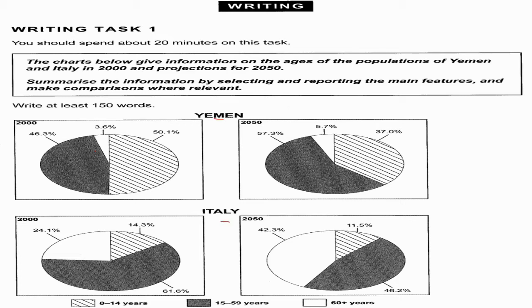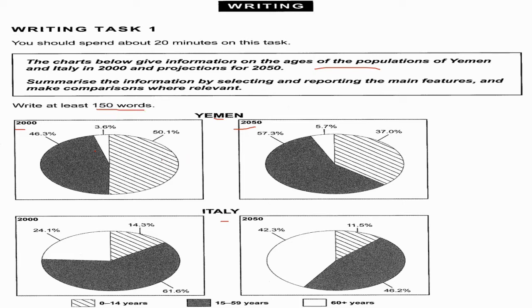In 2000 and projections for 2050, right? This is 2000, this is 2050, and these are the ages of the populations. You need to summarize the information by selecting and reporting the main features and make comparisons where relevant. And you have to use at least 150 words.